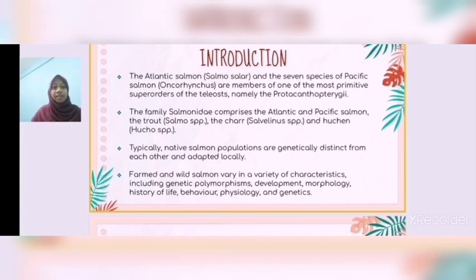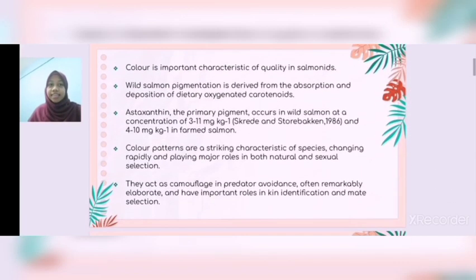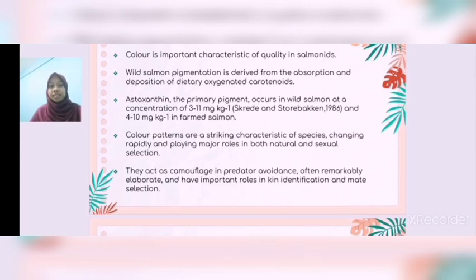Farm and wild salmon vary in a variety of characteristics, including genetic polymorphisms, development, morphology, life history, behavior, physiology, and genetics. Color is an important characteristic of quality in salmonids, while salmon pigmentation is derived from the absorption and deposition of dietary oxygenated carotenoids.